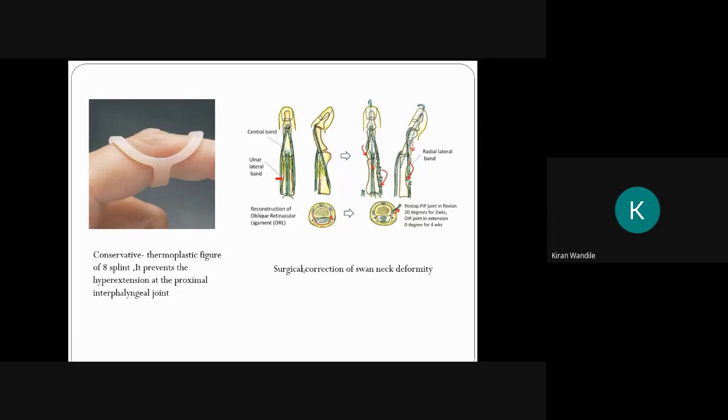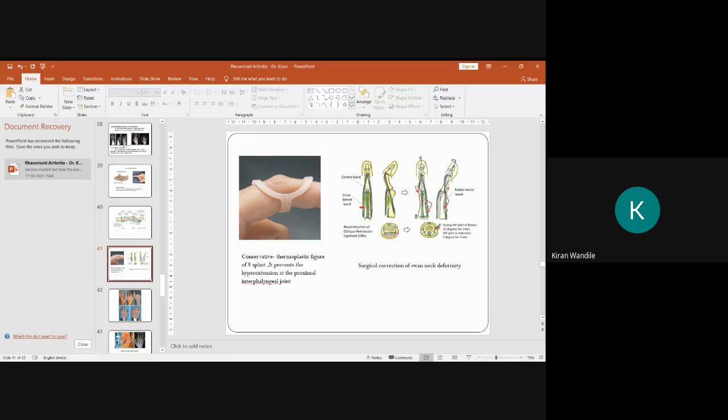Along with that, you can go for tenodesis of the FDS to create flexion at the PIP joint. That is easier for you. Tenodesis of FDS. Since the PIP joint has gone into hyperextension, you need to provide flexion during correction. So you can do tenodesis of the FDS.